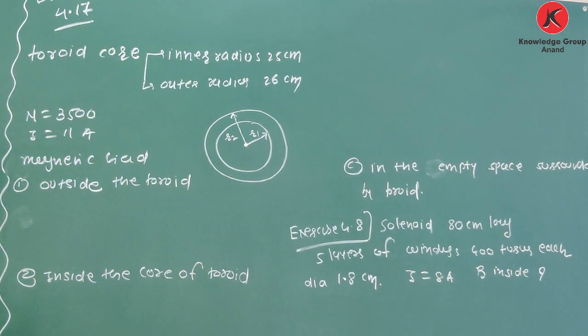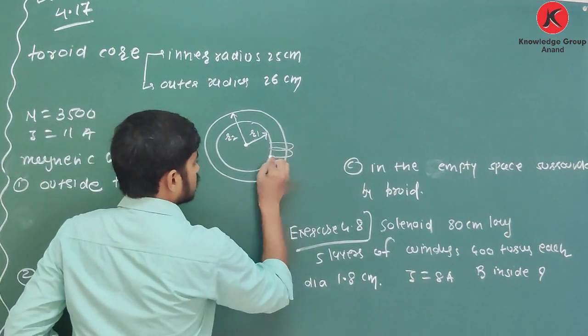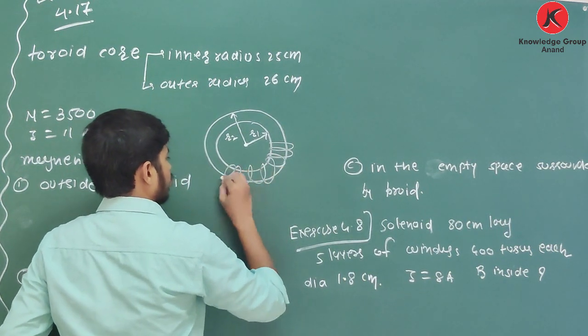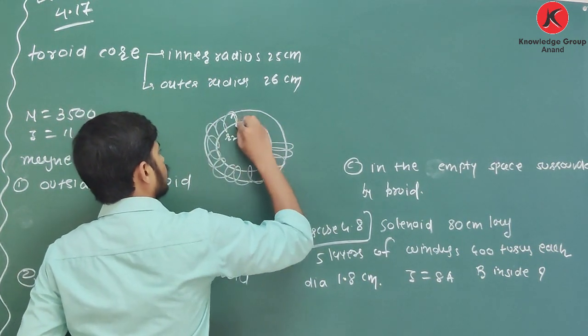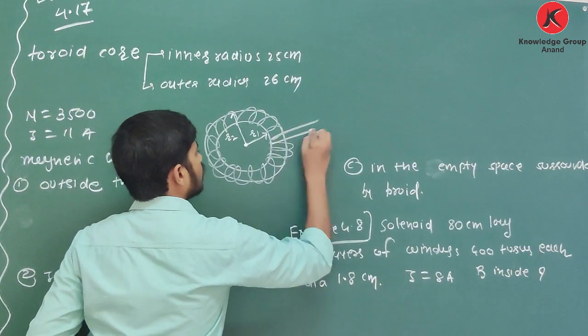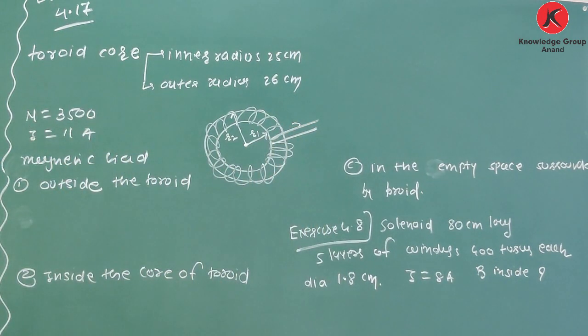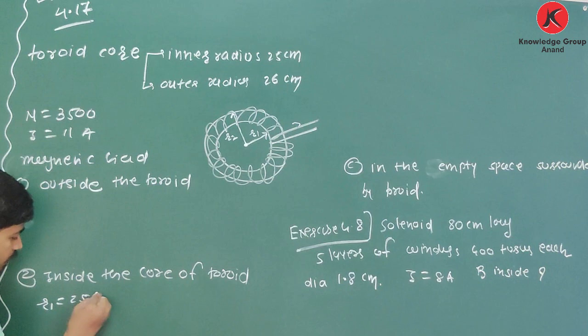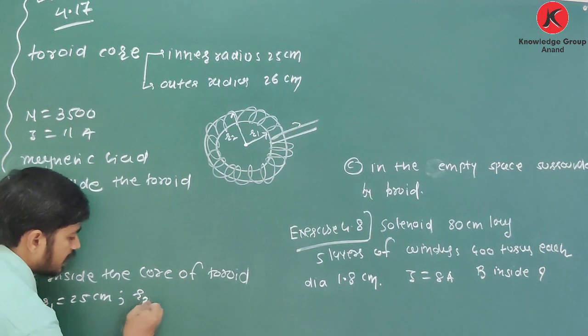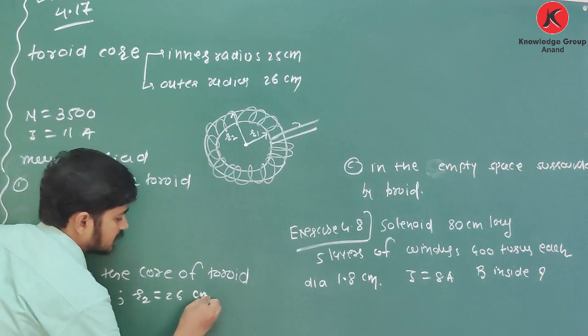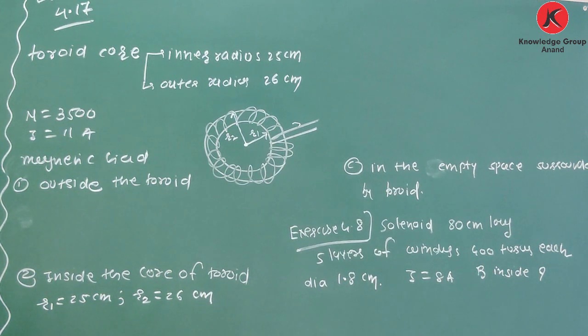Clear about this? Turns on the solenoid, and current is flowing through it. What is the question? Inner radius is 25 centimeter, so I can write R1 is equal to 25 centimeter. Outer radius is 26 centimeter. Clear? N is equal to 3500, and we have to find the magnetic field outside the toroid.